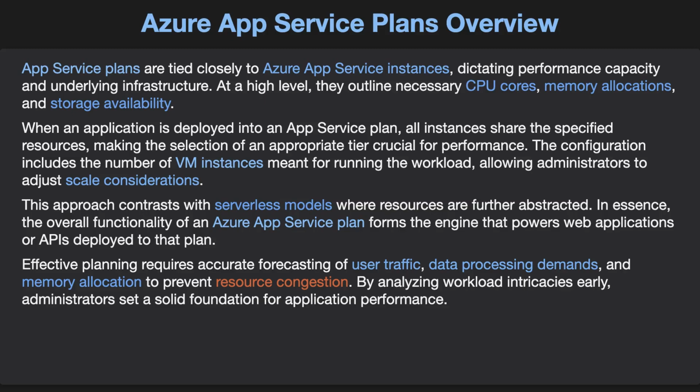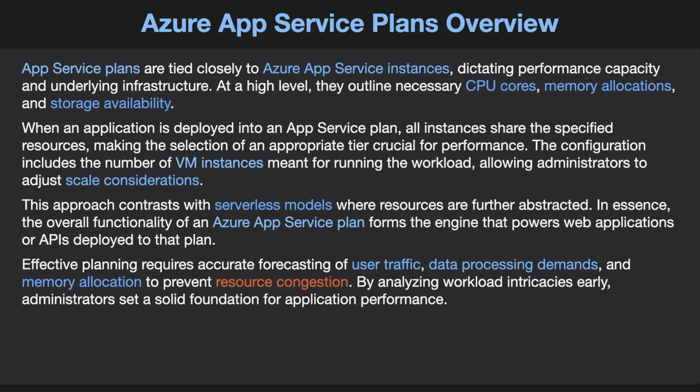App service plans are tied closely to Azure App Service instances, dictating performance capacity and underlying infrastructure. At a high level, they outline necessary CPU cores, memory allocations, and storage availability. When an application is deployed into an app service plan, all instances share the specified resources, making the selection of an appropriate tier crucial for performance. The configuration includes the number of VM instances meant for running the workload, allowing administrators to adjust scale considerations. This approach contrasts with serverless models where resources are abstracted further.